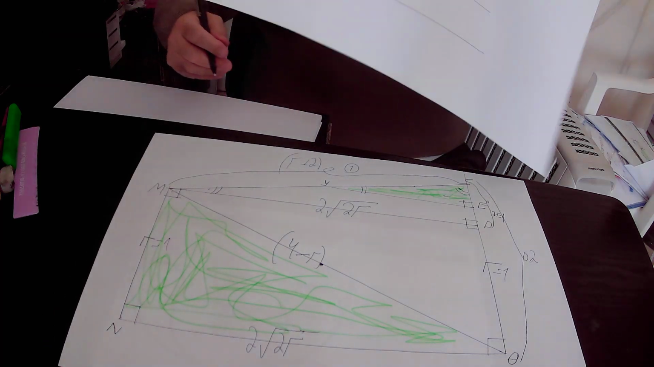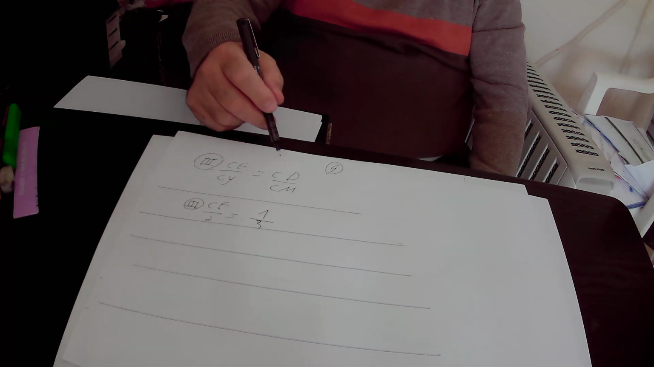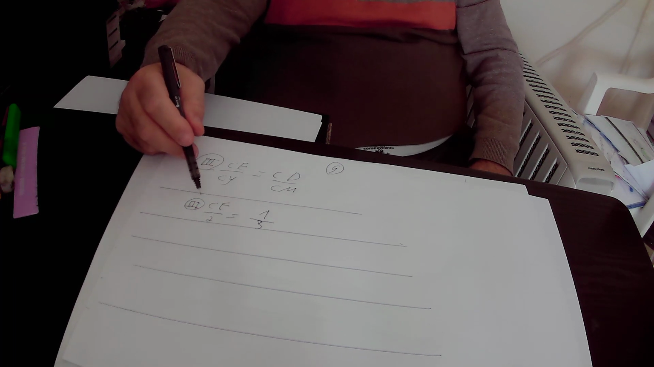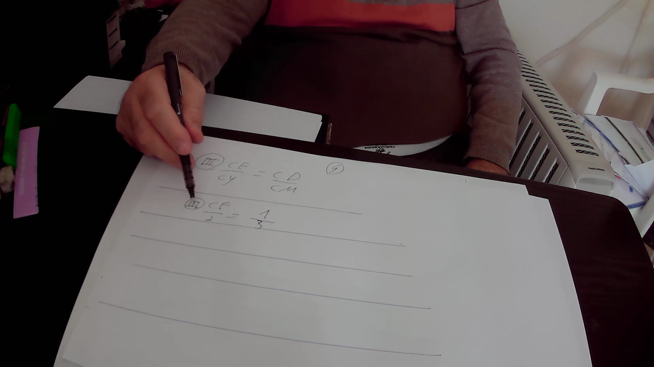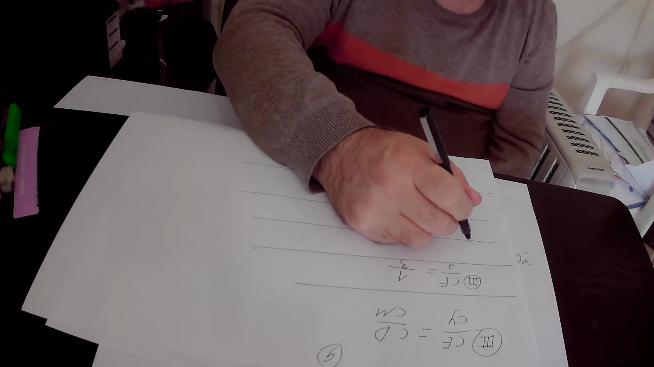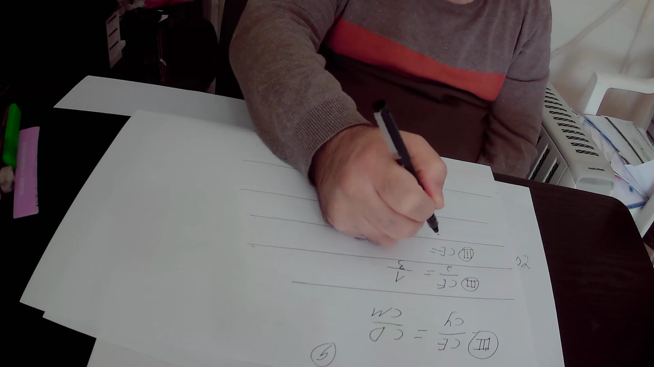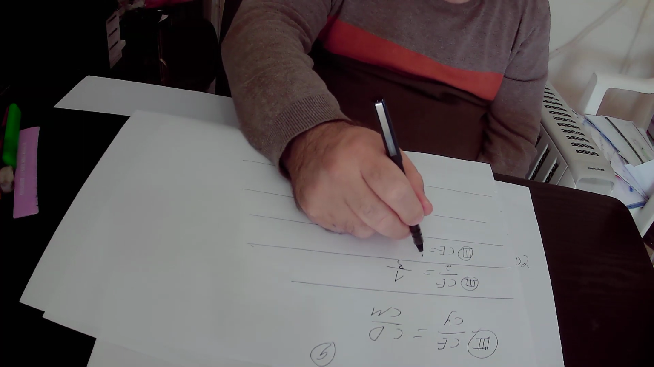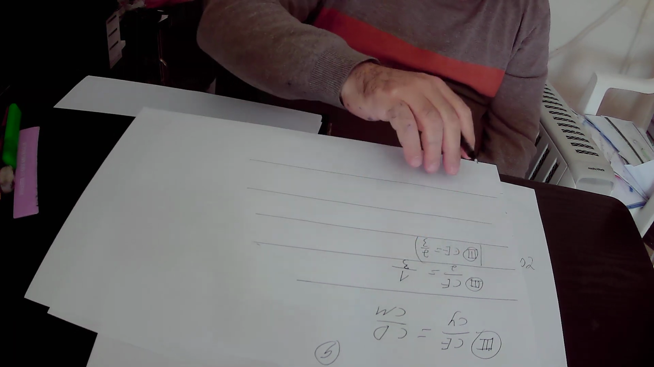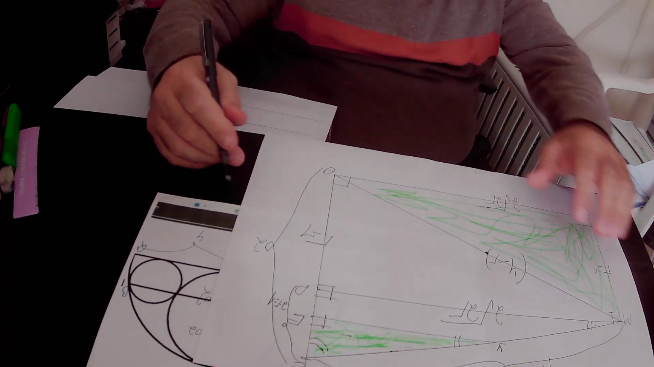So in total we got that CE over CY equals CD over CM. So CE over 2 equals 1 over 3. Here we will multiply equation number 3 by 2, and we will get that CE equals 2 over 3 units. So we can write here that CE equals 2 over 3.